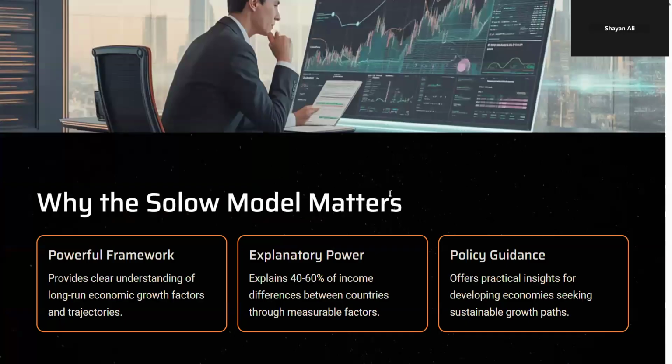So why should we care about the Solow model? The three main reasons. It's powerful. It gives us a solid framework to understand how economies grow in the long run. It's explanatory. It can actually explain 40 to 60% of the income differences between countries using things we can measure, like capital and savings. It gives us guidance, especially for developing countries. It tells policymakers what levers to pull for sustainable growth. And it's not just theory, it's practical as well.